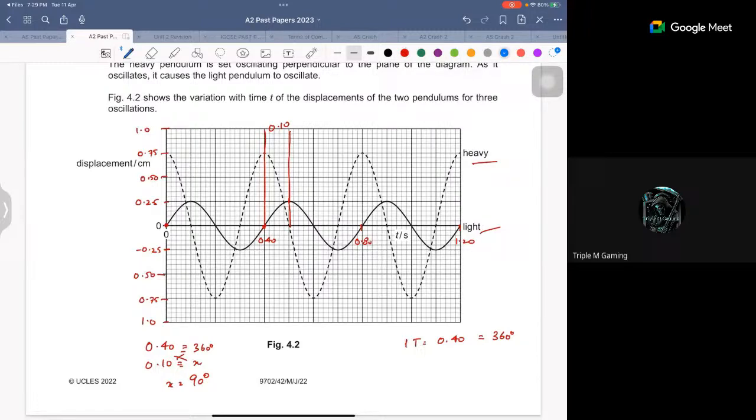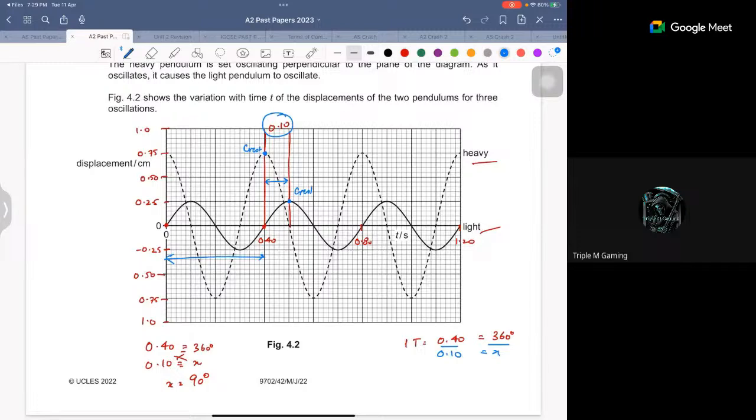So if you look, this is the crest of the first one, and the crest of the other one is here. The difference between their crests is this much, which is 0.10. If the total time period of both of them is this much, which is equivalent to 360 degrees, then how much will it be for 0.10? So it will be x. Cross multiply. Do you understand?